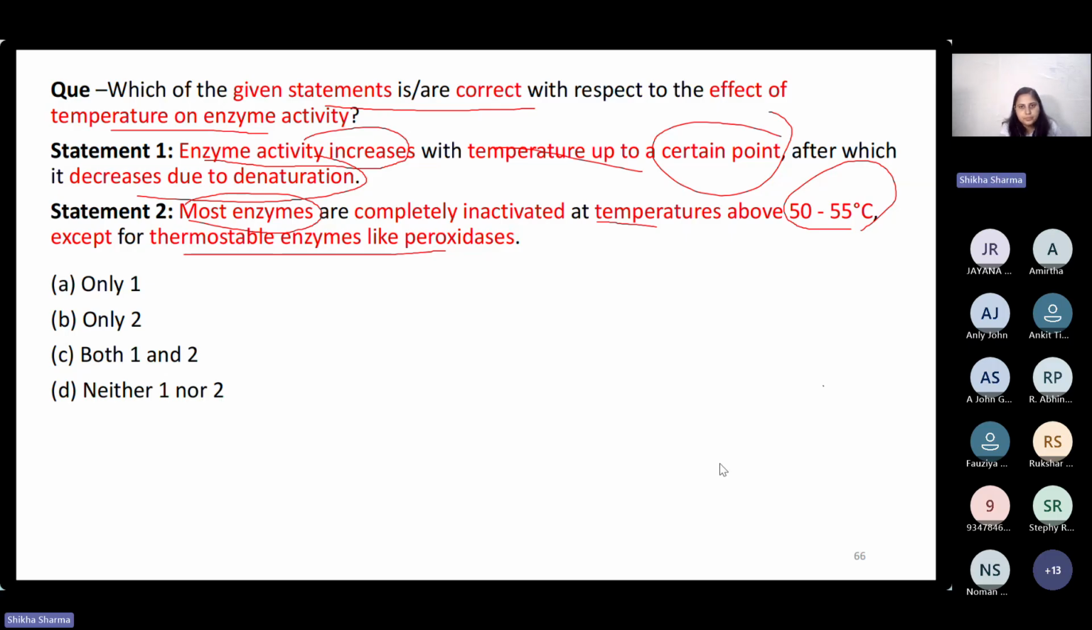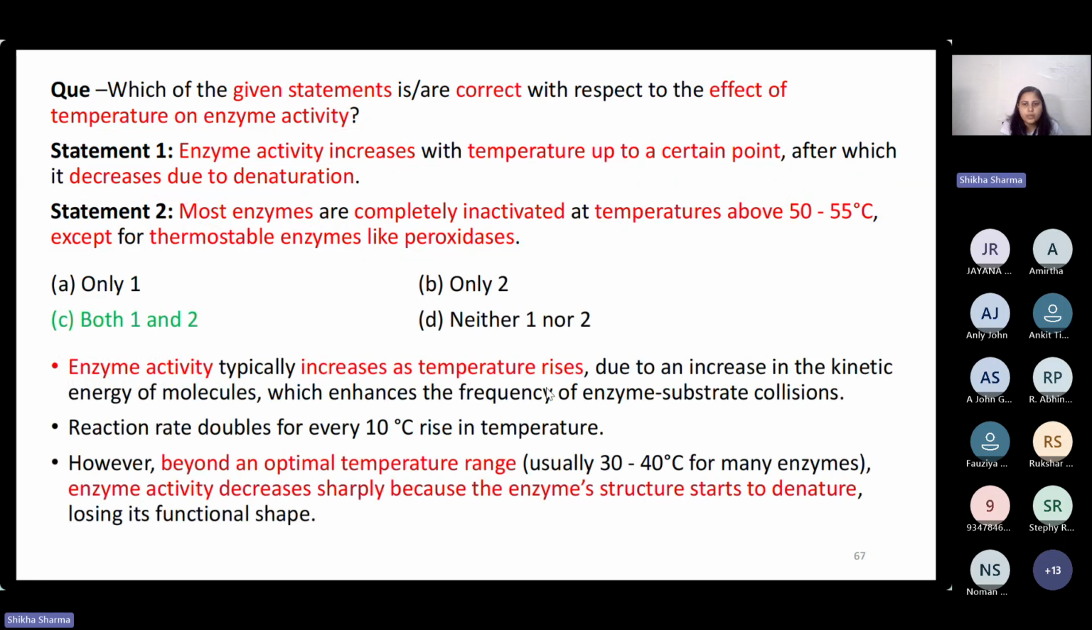Both A and B. Okay, guys, both in A and B. So enzyme activity basically increases when the temperature increases, because it increases the kinetic energy of the molecules.